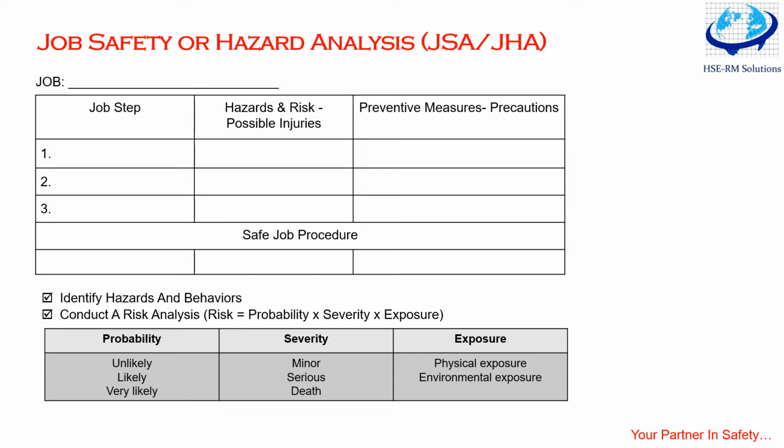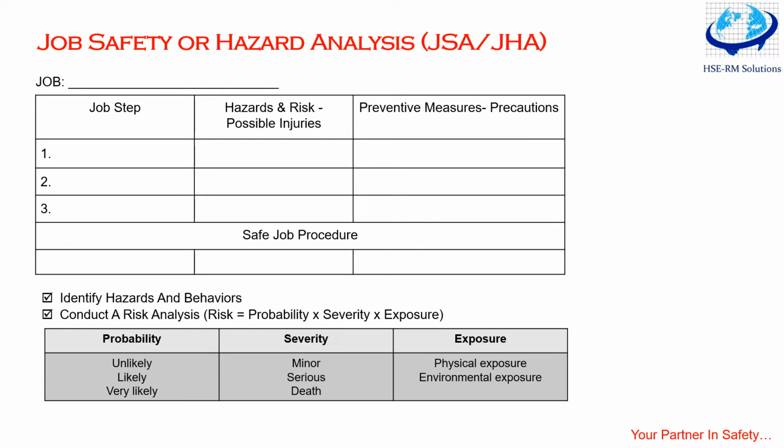Unlikely means injury from exposure has a low probability, that is, less than 50% chance. Correct? And second is likely, which means injury from exposure has a moderate probability, that is, 50-50 chance, correct? And very likely means injury from exposure has a high probability, greater than 50%. So let us keep it simple with a 3-number chart: less than 50%, 50-50 and greater than 50%. Correct? Now let's talk about severity.